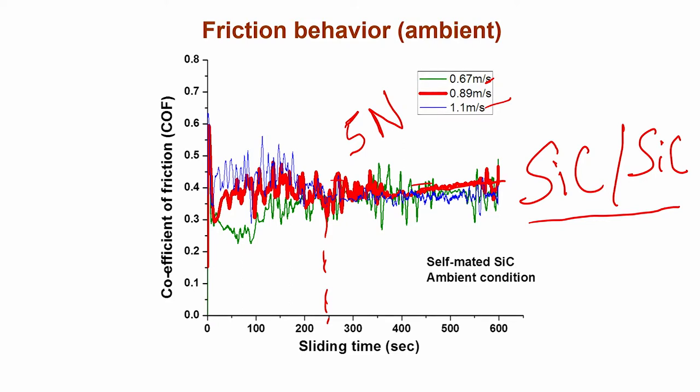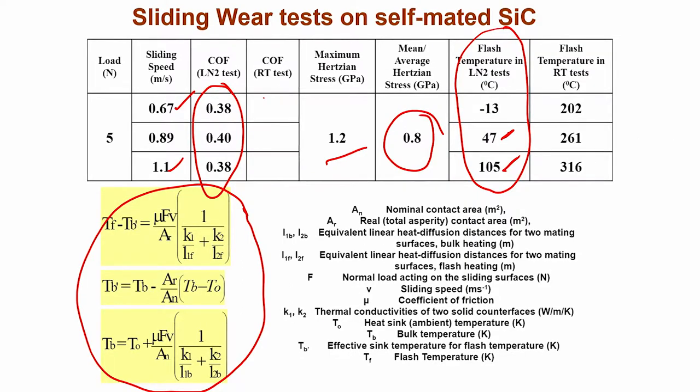So, if you go back to this particular table where these things are fill in the blanks, you can now fill in the blanks because there is not much difference in terms of the steady state coefficient of friction between room temperature and liquid nitrogen tests.